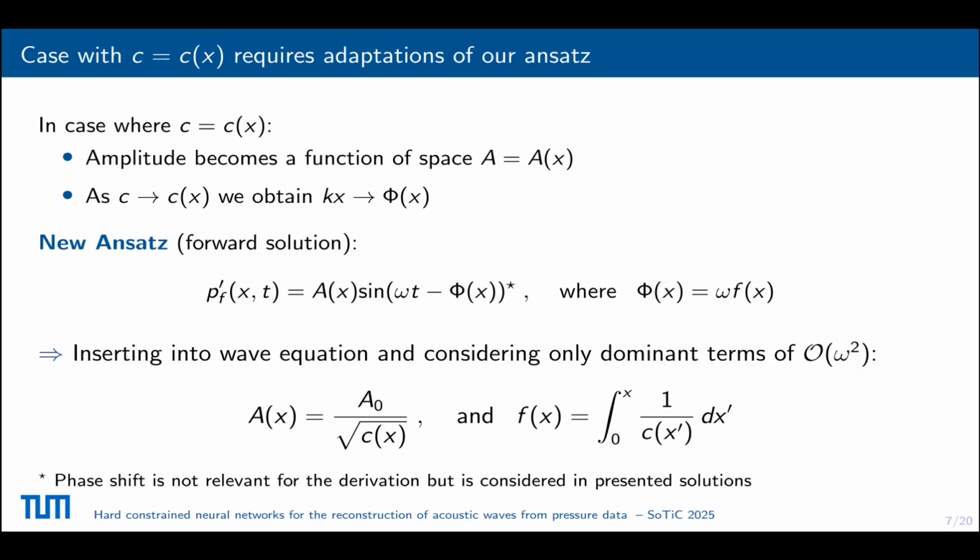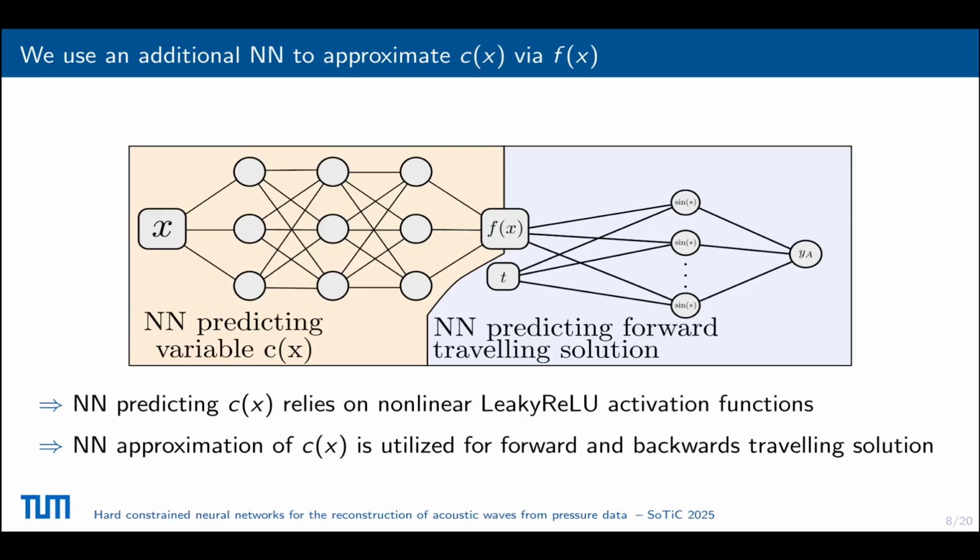Okay, so the question now is, we have this new ansatz, and most crucially what is happening here is that basically this f of x is swallowing the dependence of the solution on c of x, and instead of learning c of x directly, we learn f of x. Now, how can we learn f of x?